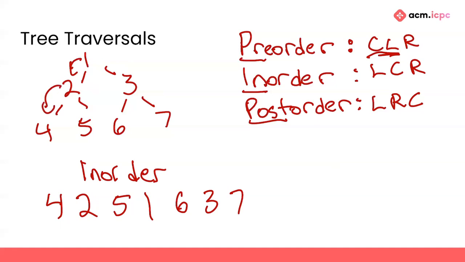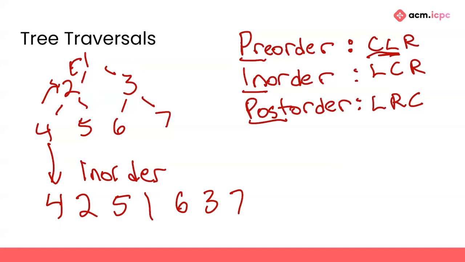Once we're at 4, we see that there's nothing on the left. And then we print out what is currently there, which is 4. Then after that, we see that there's nothing on the right. And so we backtrack. And we come back up here. Then we print out 2 because 2 is the current node. We want to do L, C, then R. And then we go down to 5. We repeat this process over and over again until we print out the whole thing.